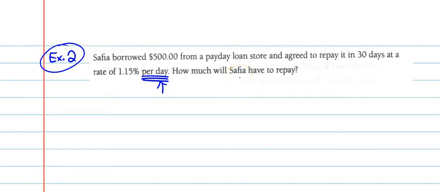Okay, so in this one, we've got to find the interest. We've got the principal, we've got the time in days, the interest rate is in days. So see how it matches, right? Days and per day, so we don't have to do a manipulation. We don't have to divide this 30 by 365 in this case, because we're matching days with days.